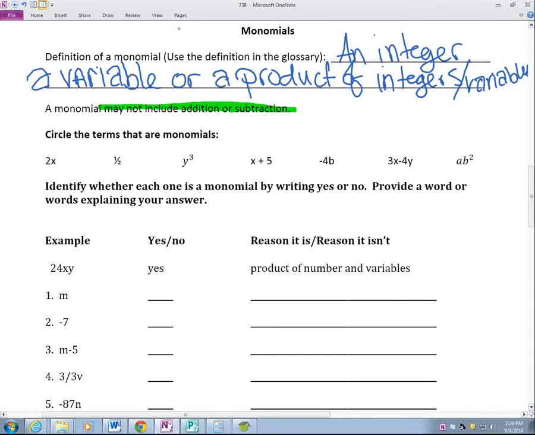Is 2x a monomial? Yes, because it's a product of integers. Okay, 1/2, is it? Do you see addition or subtraction there? No. So yes, it is. Exponents are as well. How about this, x plus 5? No. How about negative 4b? Yes, it is. So a lot of you yesterday, for some reason, created this thing where a negative number is a subtraction sign. No. It's not a subtraction sign. Okay? How about this guy? No, because it has a subtraction. Then that one is yes.